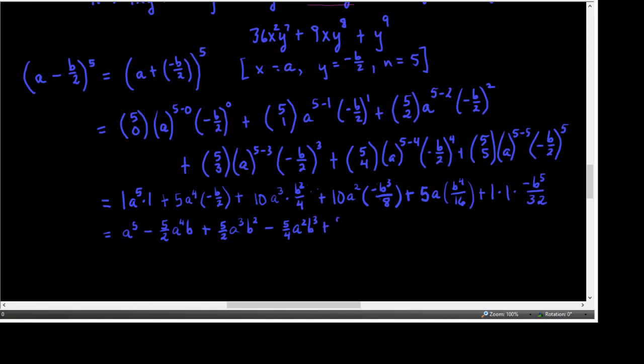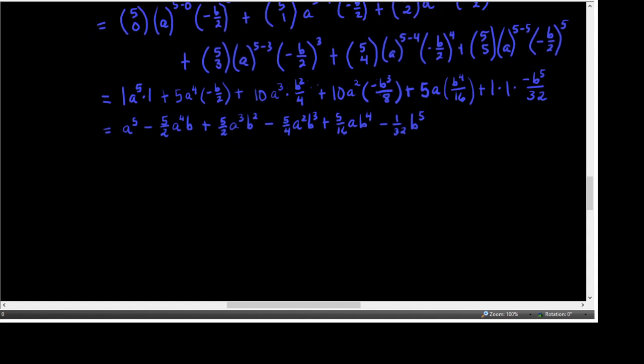plus 5/16 a b to the 4th minus 1 over 32 b to the 5th. And so notice I rewrote those so that they were the numerical parts in front, the coefficients, times the power of a times the power of b, sort of in alphabetical order of variables, if you will, for each term, with a number in front, coefficient in front.